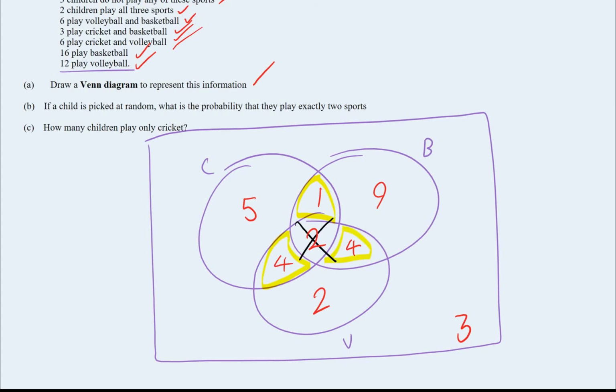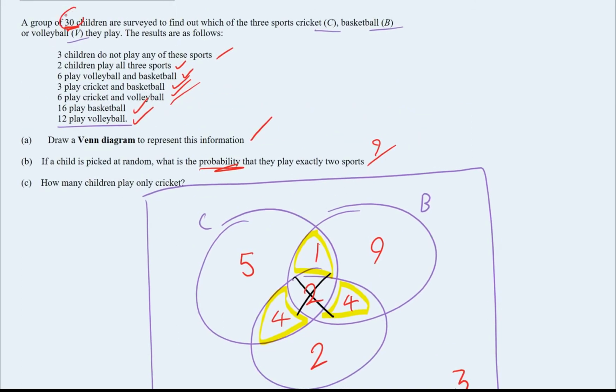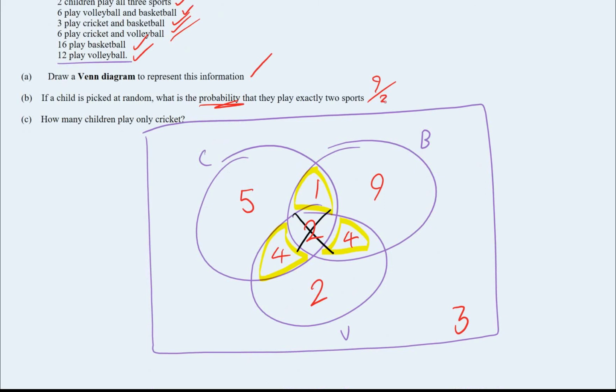So playing only 2 sports is just these 3 groups. And I have 4, 4 and 1, so I have 9 people. This is a probability, we need to write as a fraction, and again we're told there were 30 children altogether. So it is 9 out of 30 who played exactly 2 sports.